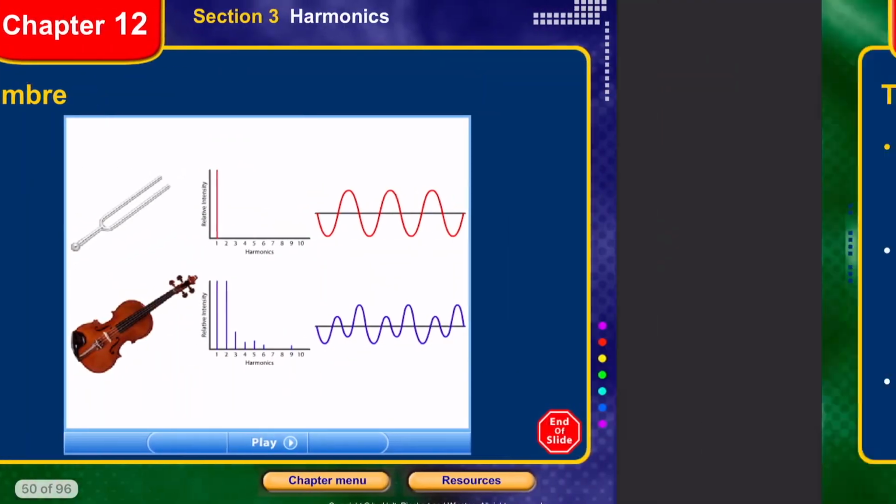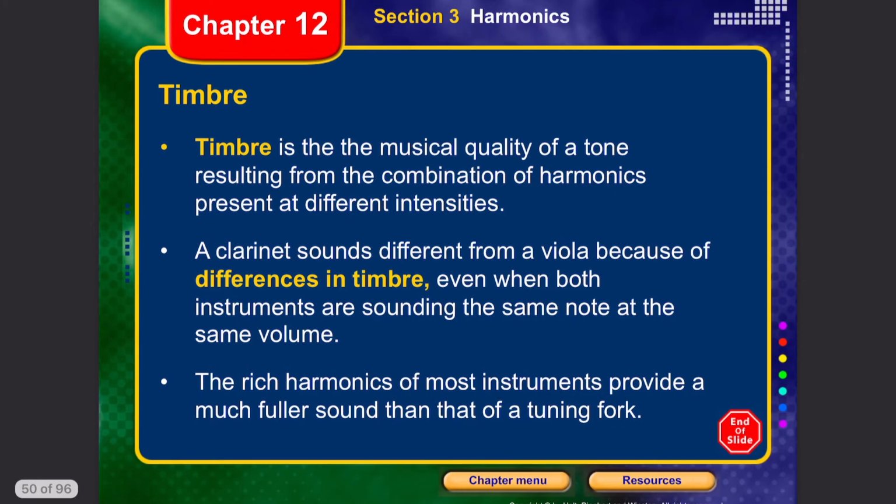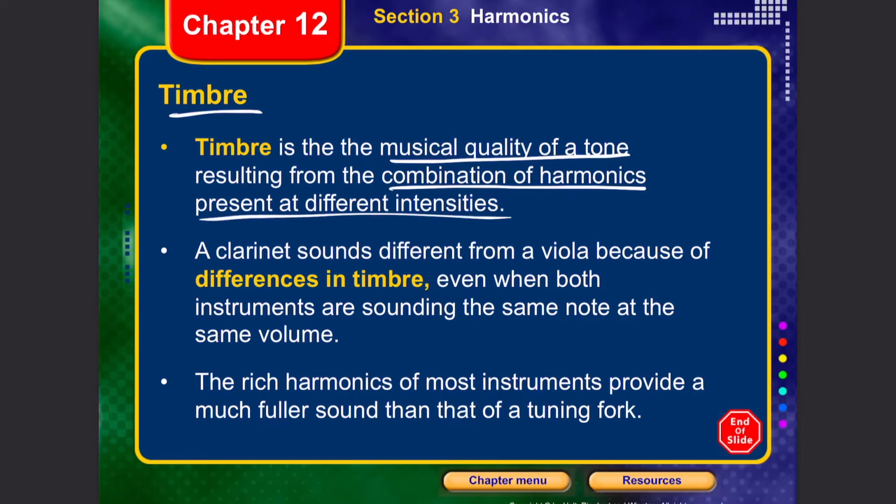So next let's talk about timbre. Timbre basically refers to the quality of a tone that results when you have a combination of harmonics present at different intensities. For example, a clarinet sounds different from a viola because of the differences in timbre, even when both instruments are sounding the same note at the same volume.